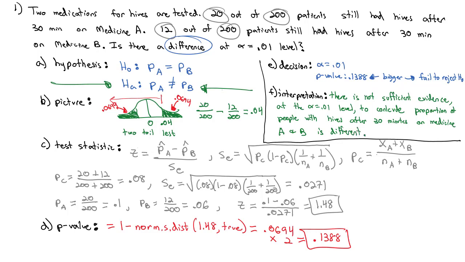We don't have enough evidence to show that it's different. Again, notice we did not confirm the null hypothesis that they're the same. We just said we don't have enough evidence to prove they are different. Hypothesis testing always focuses on the alternative hypothesis and whether or not we proved the alternative.